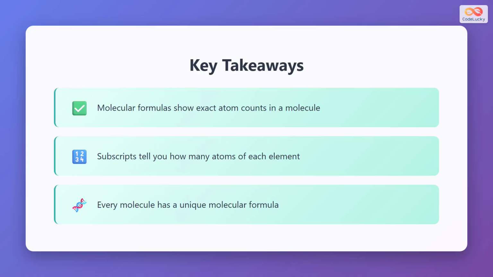Let's review the key points. Molecular formulas show exact atom counts in a molecule, giving you precise information about its composition. Subscripts tell you how many atoms of each element are present. And remember, every molecule has a unique molecular formula that distinguishes it from all other molecules. Understanding molecular formulas is essential for studying chemistry and understanding the world around you.